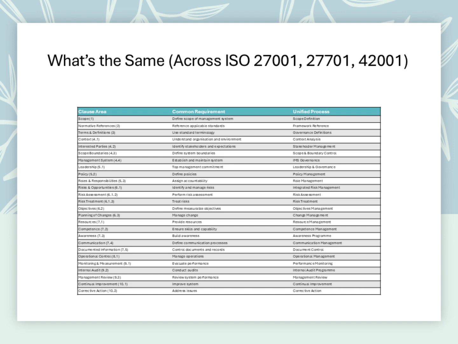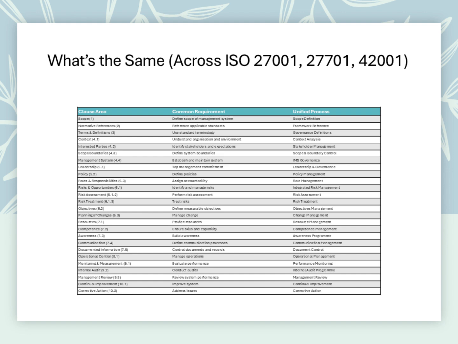Now let's look at what is actually the same across ISO 27001, ISO 27701, and ISO 42001. As you can see, the core structure and requirements are aligned across all three standards. They all require the organization to define scope, understand context, identify stakeholders, and establish a management system. Leadership, policies, roles, and responsibilities are also consistent, ensuring governance is structured in the same way. Risk management follows the same pattern, identifying risks, assessing them, and applying treatment.